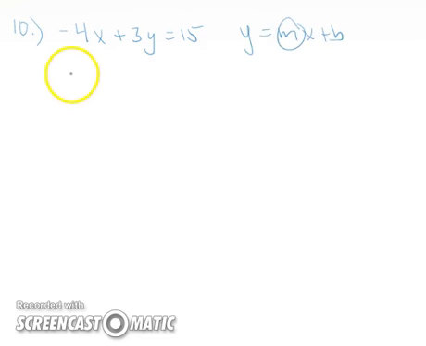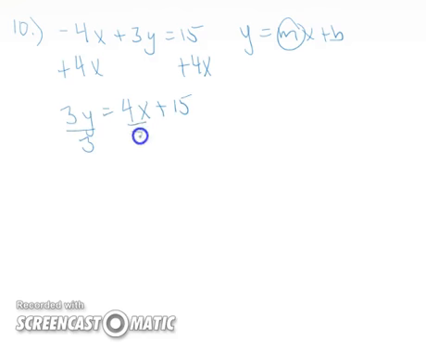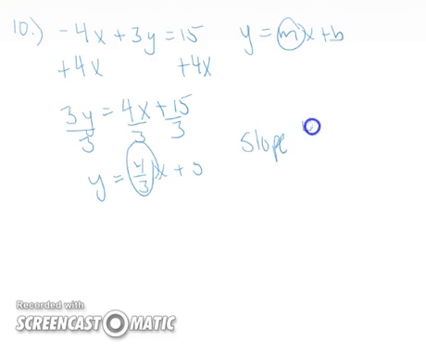Okay, it says find the slope. We get negative 4x plus 3y equals 15. I want to put this into slope-intercept form, and then I'll have the slope as my m value. To do that, we first need to add 4x to both sides. And we get 3y equals 4x plus 15. And then we just divide by 3. We get y equals 4/3 x plus 5. But my slope is right here. So the slope is 4 over 3.